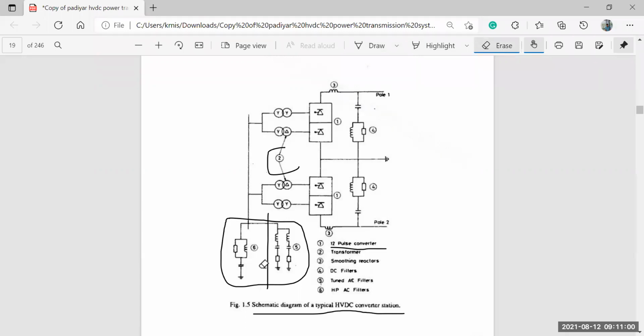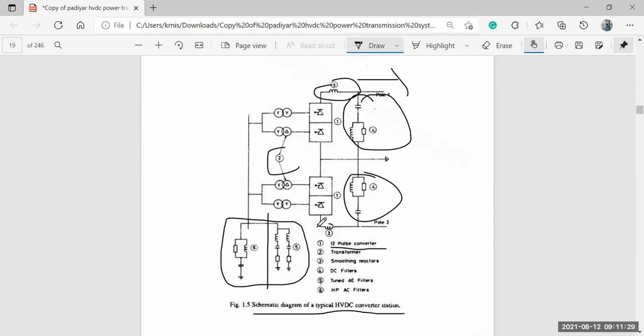Now the 5th and 6th are your AC filters. Over here it is written tuned AC filters, and this is your HPAC filter. Both have different functionality, so why is each placed at this particular segment? Now these are your DC filters, and this is nothing but the smoothing reactors. We'll see the purpose of every segment.